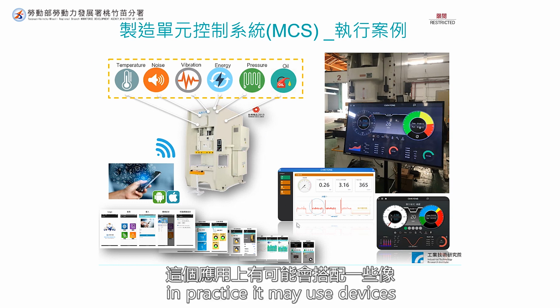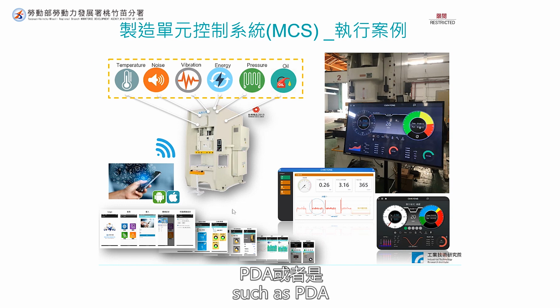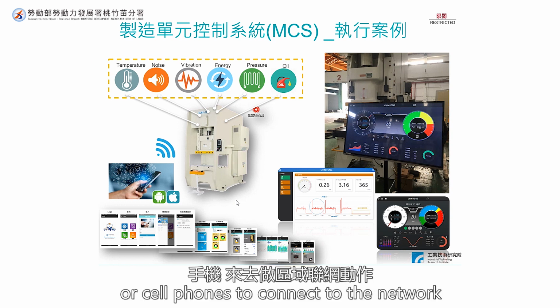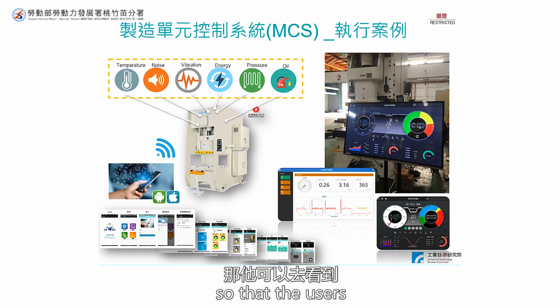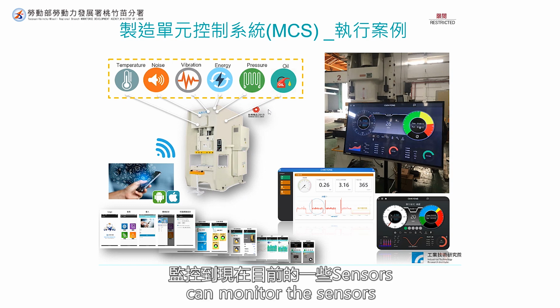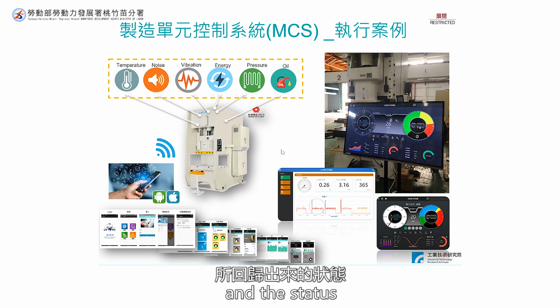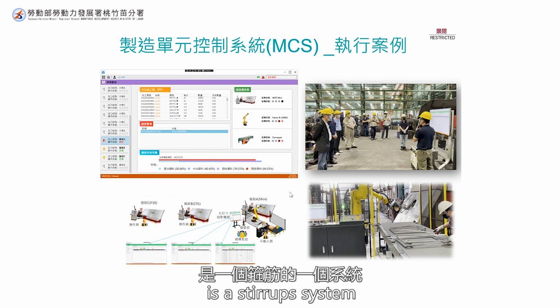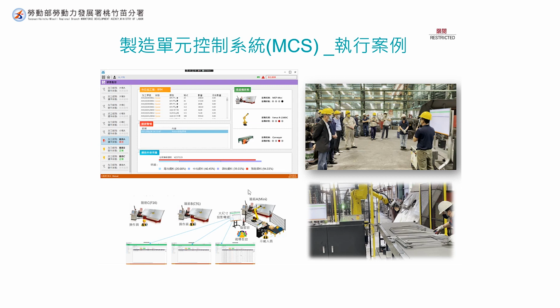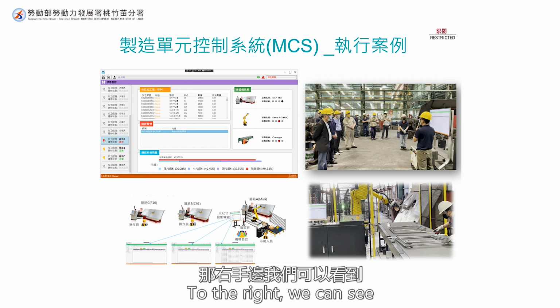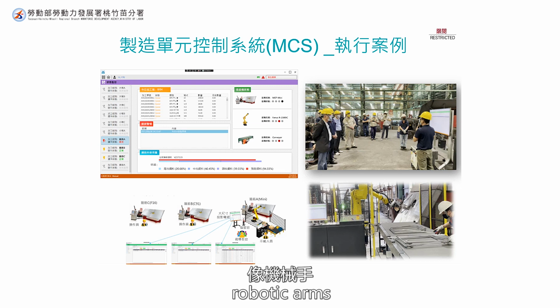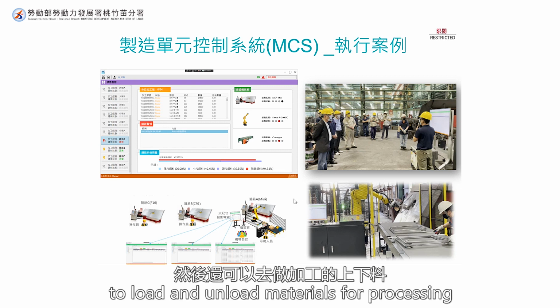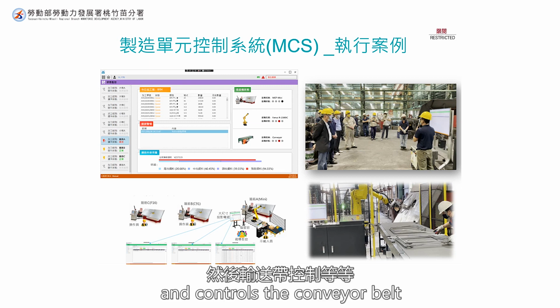Usually, in practice, it may use devices such as PDAs or cell phones to connect to the network, so that the users can monitor the sensors and the status. The case here is a startup system. This is an example of startups. To the right, we can see it will use robotic arms to load and unload materials for processing and control the conveyor belt.